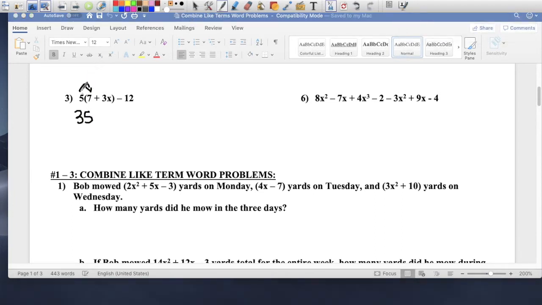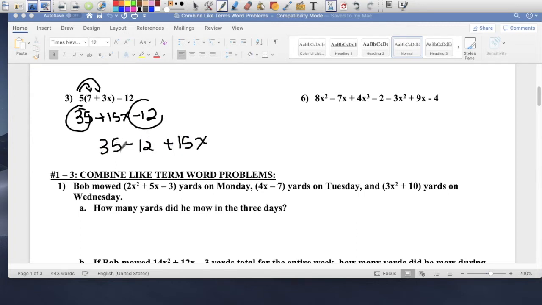5 times 15 is 15x minus 12. Can I combine? Yeah, I can combine. Combine this guy and then minus 12. So 35 minus 12 side by side plus 15x. That says 23 plus 15x. Right? Can combine. I can combine these two, get 23.